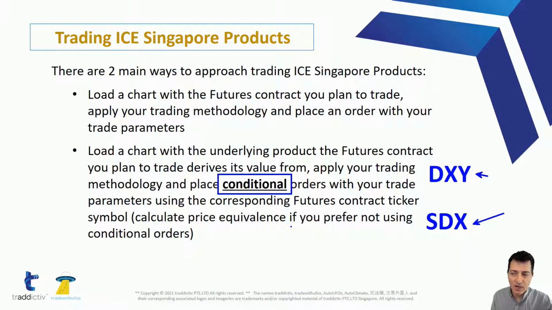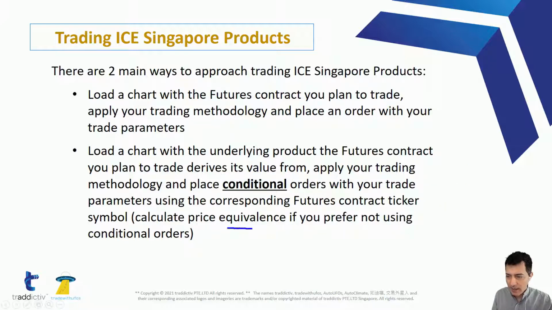So your platform will need to allow for such type of trades, which, by the way, not all platforms allow, or maybe it's a bit too cumbersome for you and you prefer to do it differently. So I'm going to show you an alternative way on how to do it, which we call to calculate a price equivalence. I'm getting there in a minute, okay? But again, if you were to use conditional orders, you would plan the trades utilizing DXY, place the order using SDX, but basically your orders will state buy SDX if DXY hits that price level, and then sell SDX if DXY hits that other price level. Okay, so that's a conditional order. And again, I also want to give you a method on how to do a price equivalence calculation.